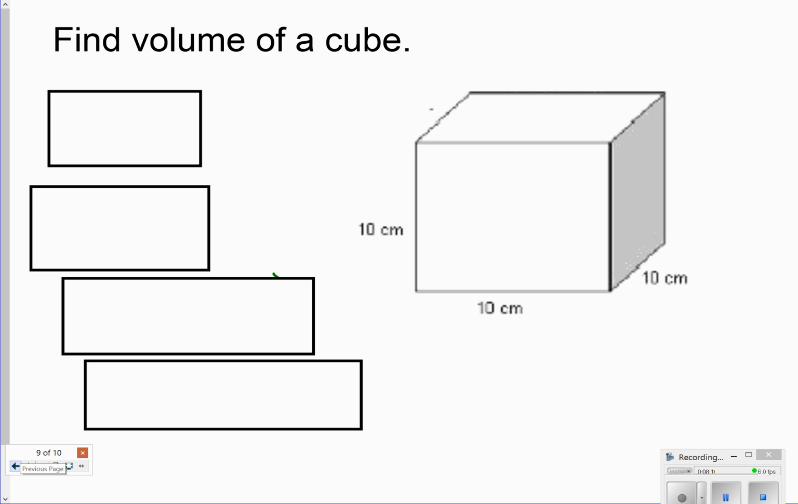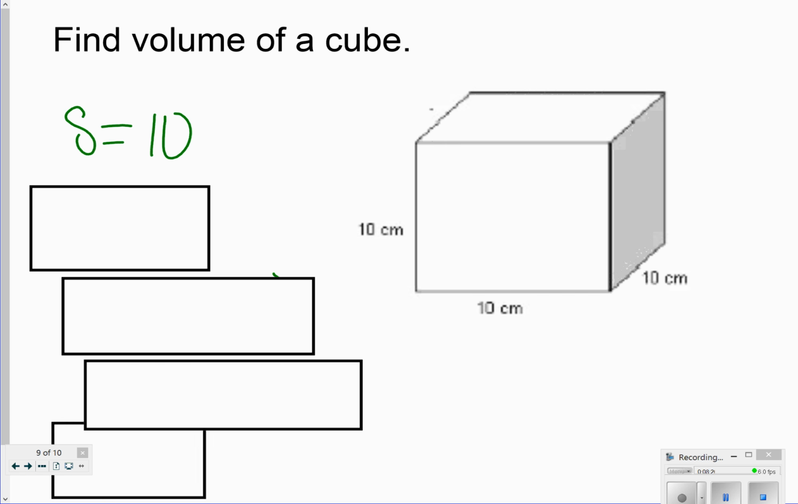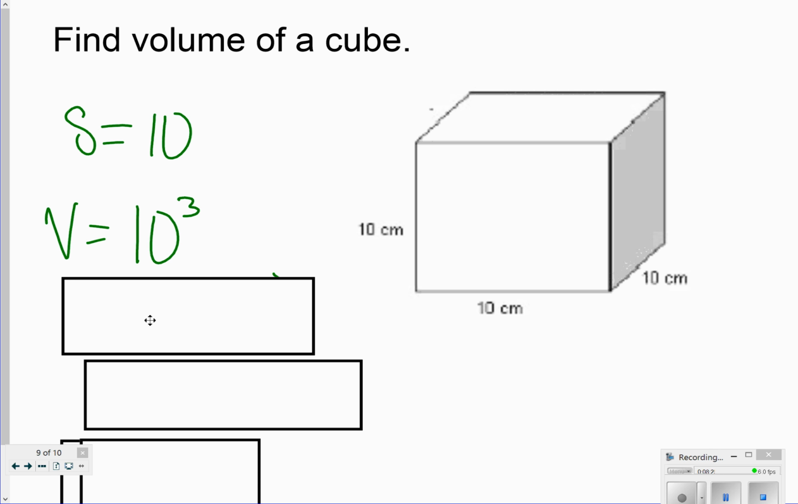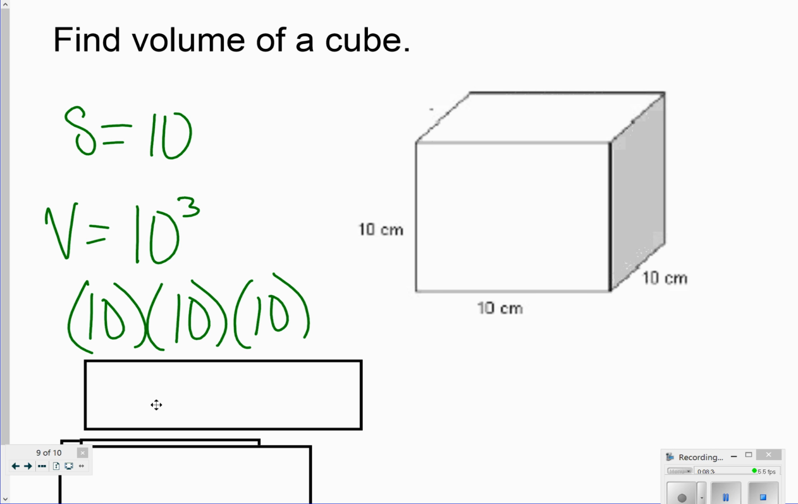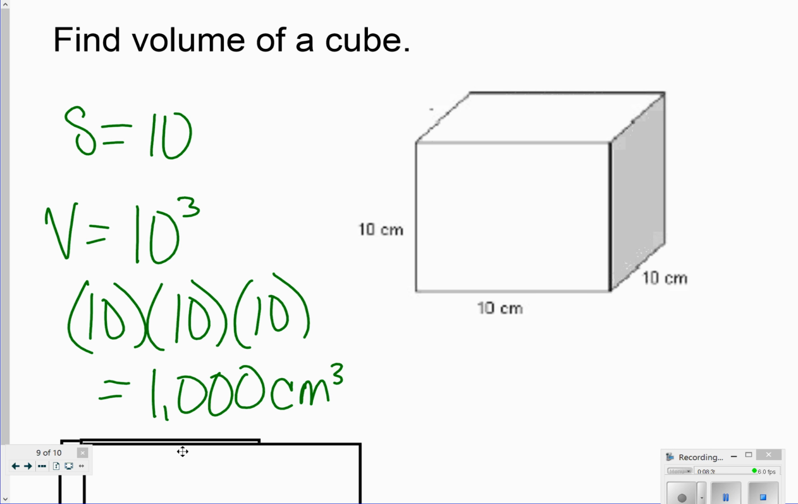All right, let's do one more and then we'll be done. So here we have another cube and we want to find the volume of it. We know that the sides are all 10. So if we use that in our formula, because it's side cubed, we have the side, which is 10, to the cubed power. That would be 10 times 10 times 10. And the volume of this particular cube is 1,000 cubic centimeters. Easy peasy.